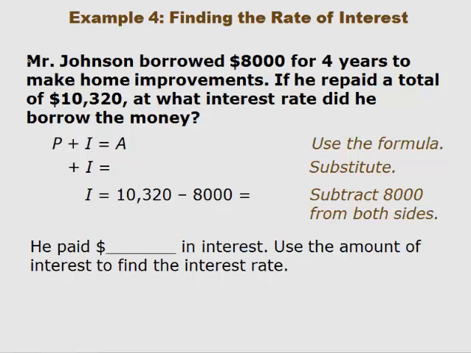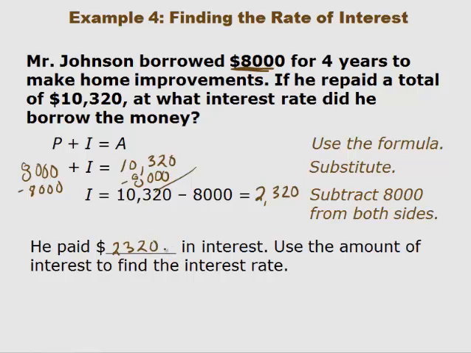Let's look at example 4. Mr. Johnson borrowed $8,000 for 4 years to make home improvements. He repaid a total of $10,320. So our principal we know is $8,000 because that's how much he borrowed. Our time in this case doesn't necessarily matter because we don't need to know that. We just need to know that he paid back $10,320. So we're going to subtract 8,000 from both sides. And 10,320 minus 8,000 is 2,320. So he paid 2,320 in interest.